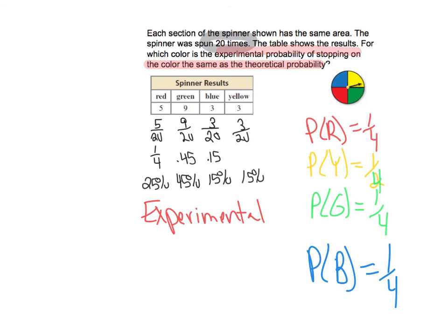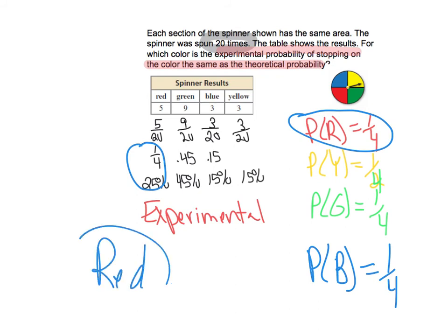So the question is, when is it the same? Well, if you notice, there's a 1 in 4 chance of getting red with experimental and a 1 in 4 chance of getting red with theoretical. So which color? Red. The theoretical and experimental actually matched up.